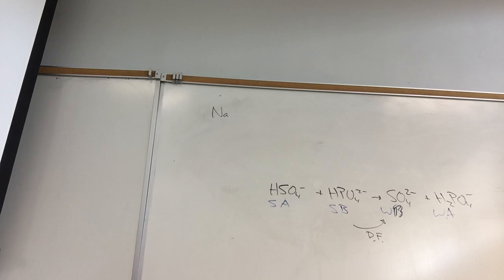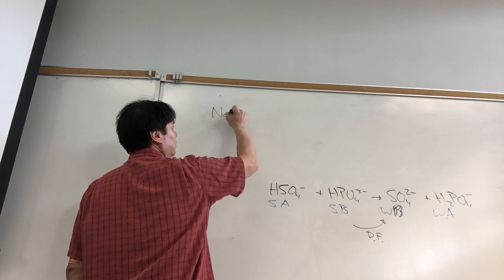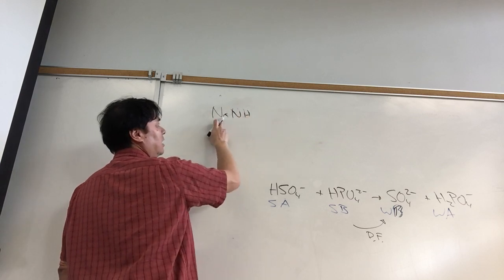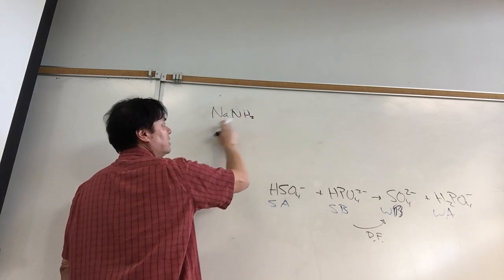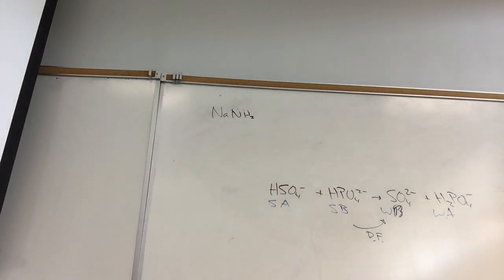NH2 minus. And why is amide important? Why amide's important is, what is the strongest base on that chart? NH2 minus. What is NH2 minus called? Amide. And so amide's the strongest base on that chart. It's weaker than methide. And sodium amide would be Na plus and NH2 minus, so this would be a 1-to-1 ratio. That would be sodium amide.